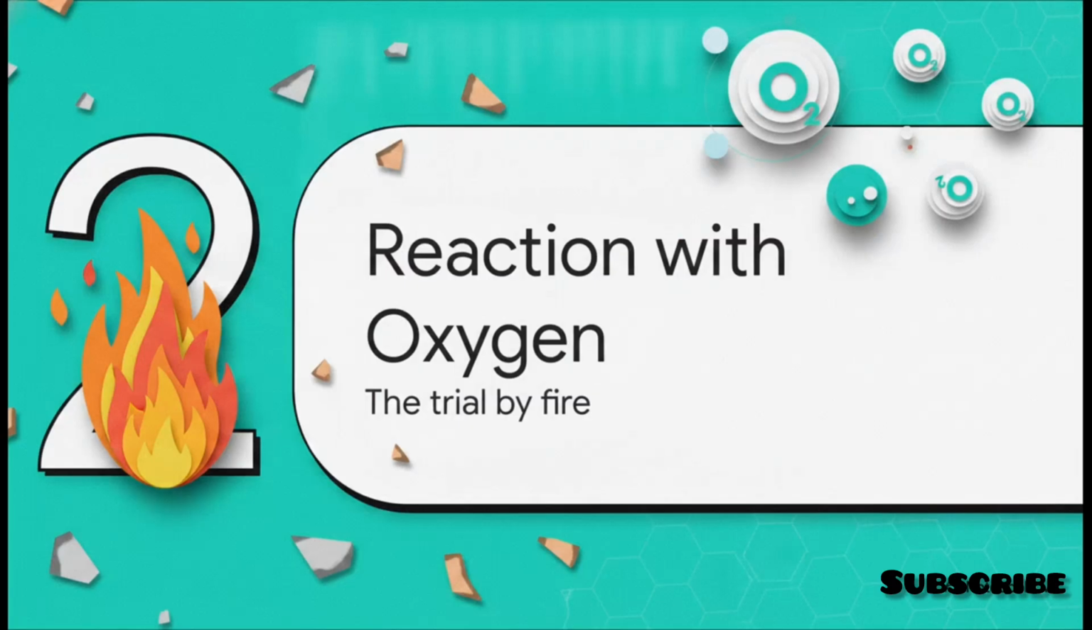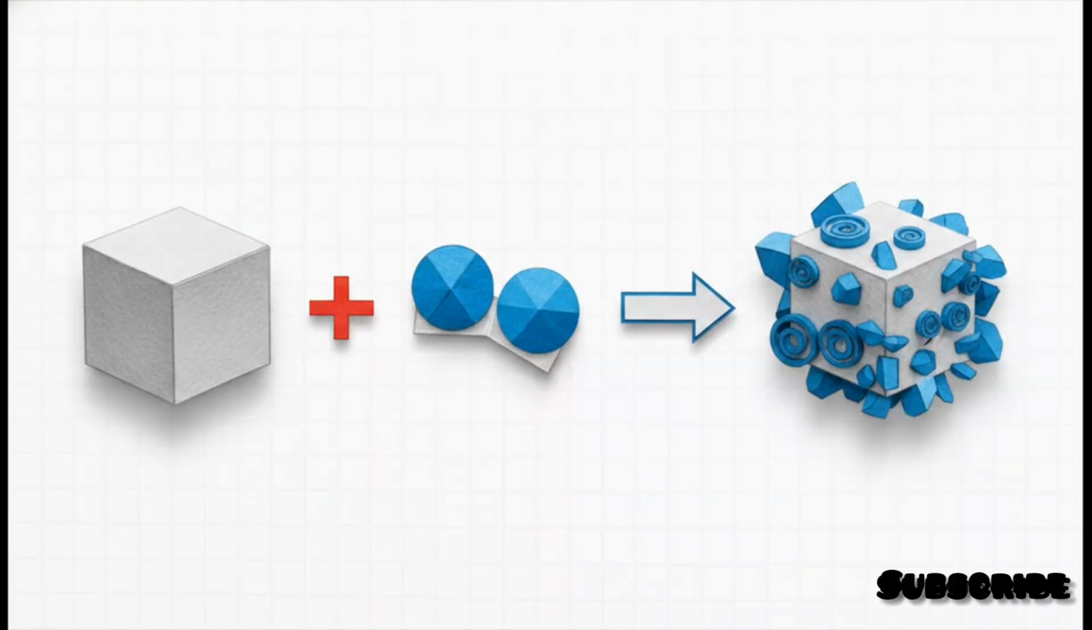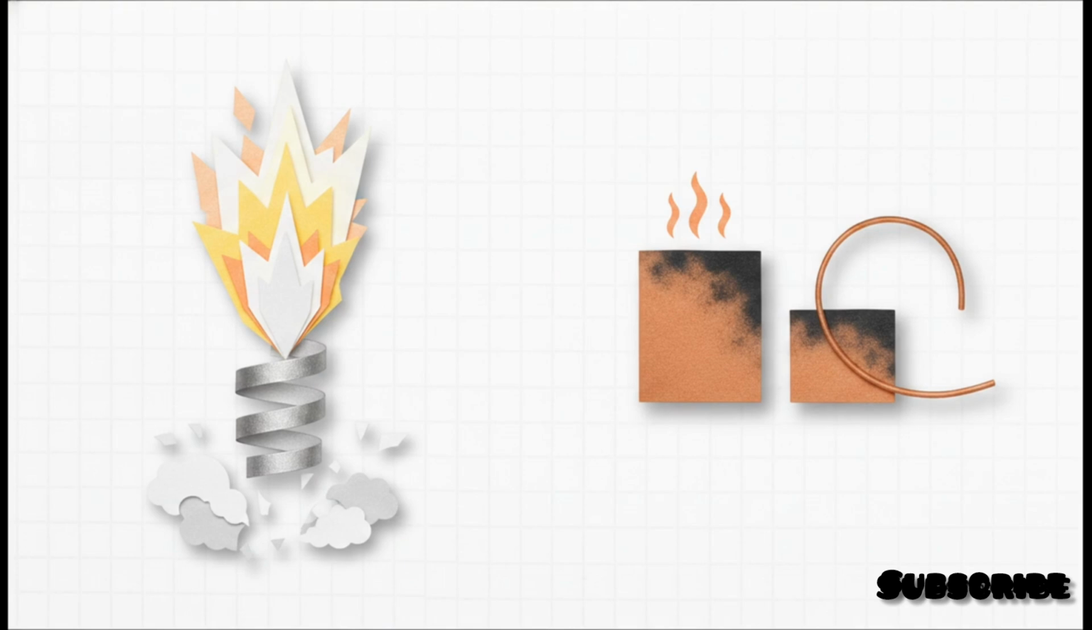Moving right along to Section 2, metals reacting with oxygen. I like to call this one the trial by fire. The fundamental rule here is super simple. When metals react with oxygen, they form something called a metal oxide. And for the most part, these metal oxides are basic in nature. That means if you dissolve them in water, they form bases, like how magnesium oxide dissolves to become magnesium hydroxide. But, and this is crucial, not all metals react with oxygen in the exact same way. There is actually a massive contrast in how different metals handle oxygen.